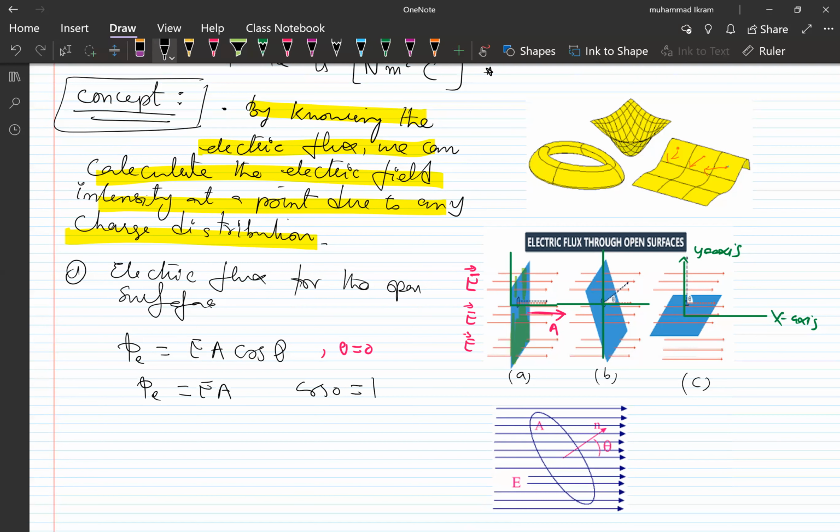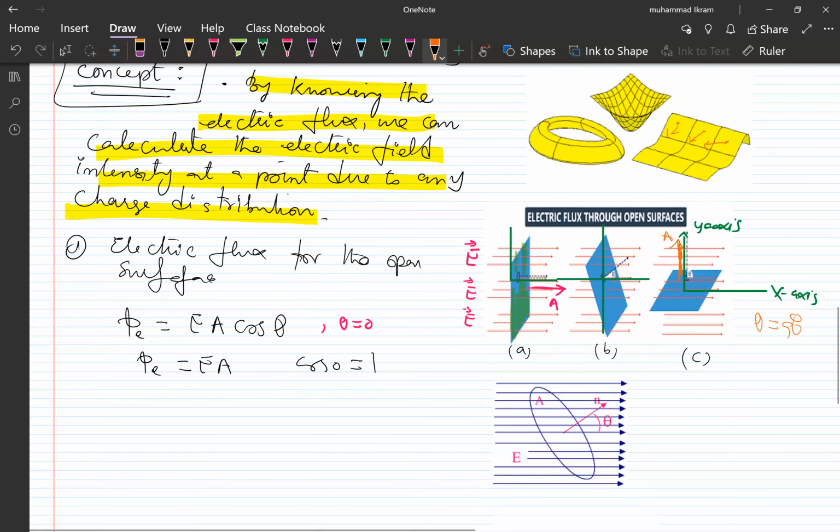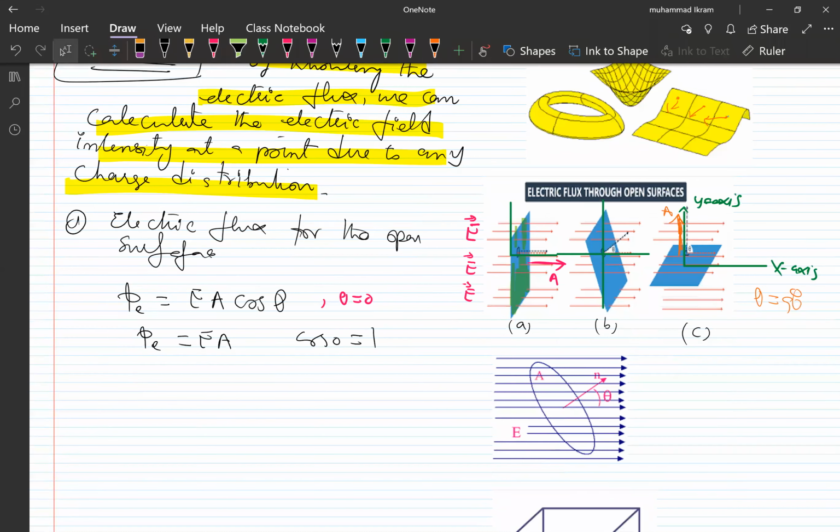The area, look at the flat area, the plane of the area is along the x-axis, and the area vector is what? The area vector is perpendicular to the electric lines of force. So here theta is 90 degrees. And what will happen? The flux is 0 in this case. So in this case, the electric flux is 0. Why? Because theta is 90, cos of 90 is 0.